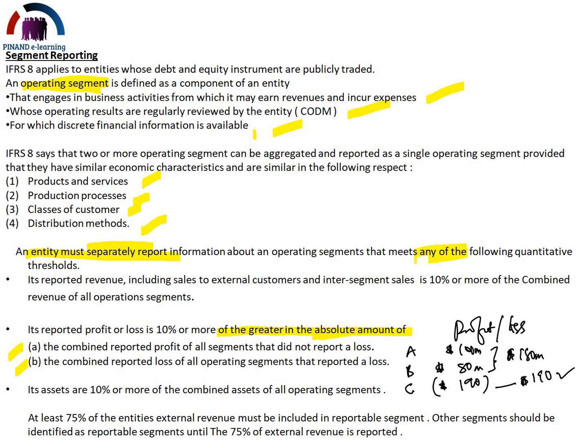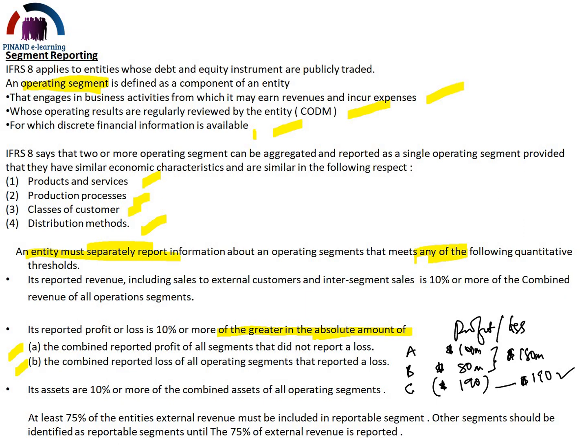Now, if I get to branch A, I will take 100 million over 190 and see if it's up to 10%. If I get to branch B, I'll do 80 million over 190 and see if it's up to what? 10%. That is what I mean. So take note of that. You are looking for the greater.